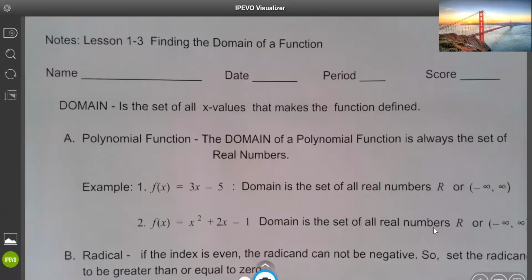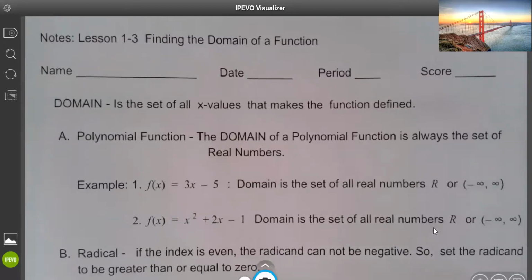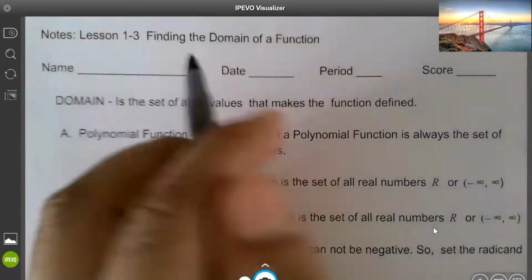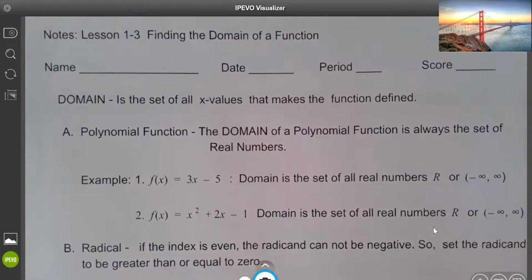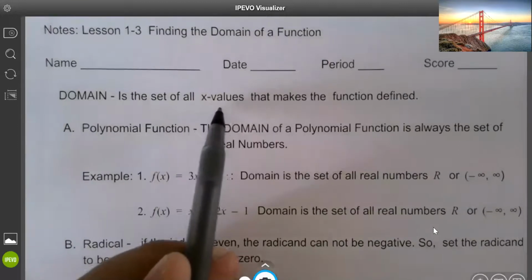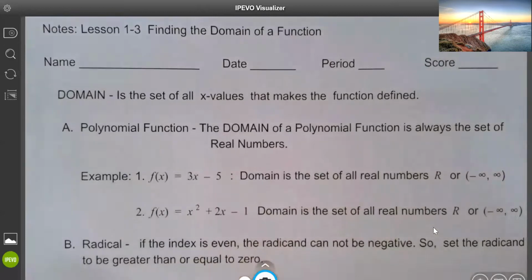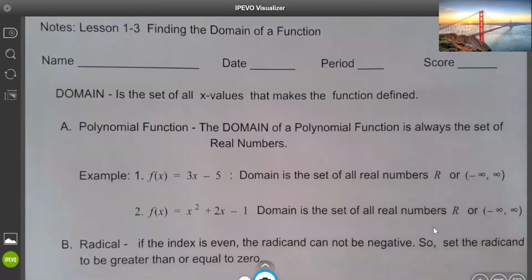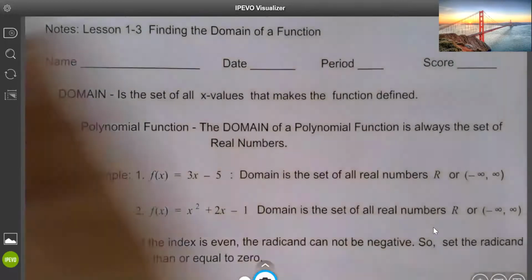Okay, for today, we're going to discuss our lesson, which is lesson 1-3, finding the domain of a function. As we said before, domain is the set of all x values that makes the function defined. So in finding the domain, it depends on the given function.